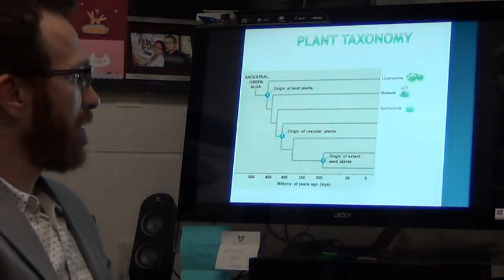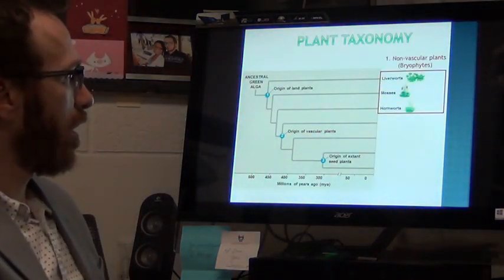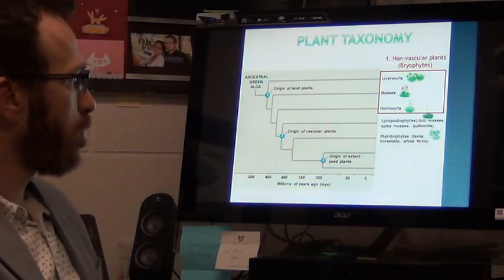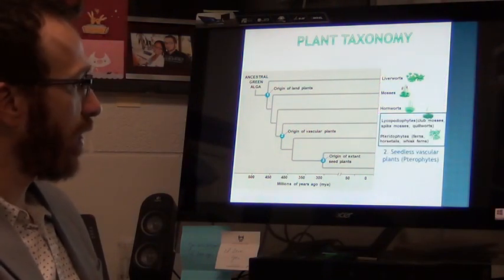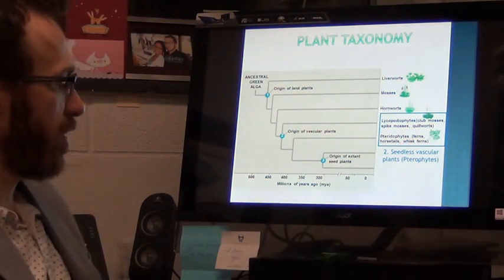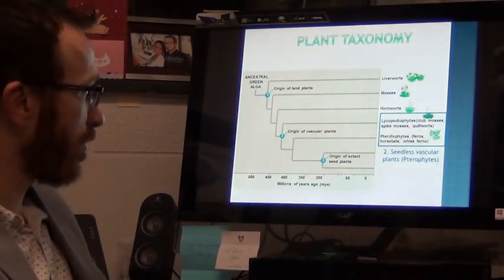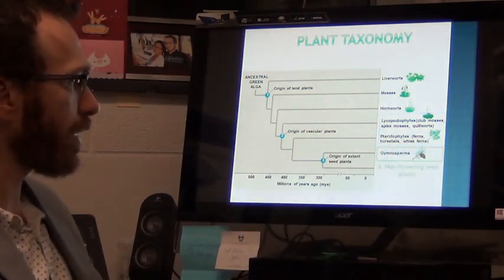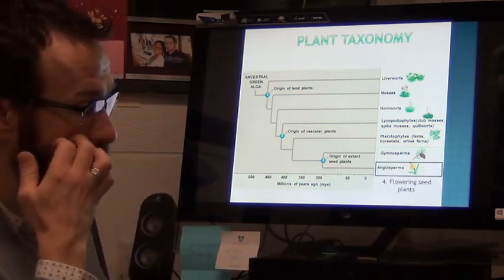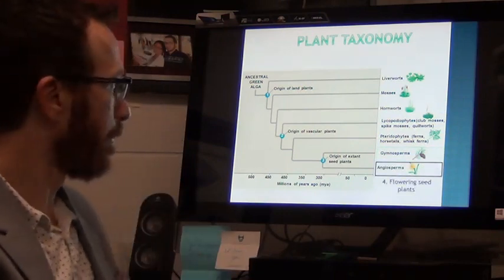So looking back on plant taxonomy again, we covered the non-vascular plants or bryophytes. Our next group are our pteridophytes. I should say pteridophytes, not pterophytes. Pteridophytes are lycopodiophytes and pteridophytes. We'll cover the gymnosperms and angiosperms next week.